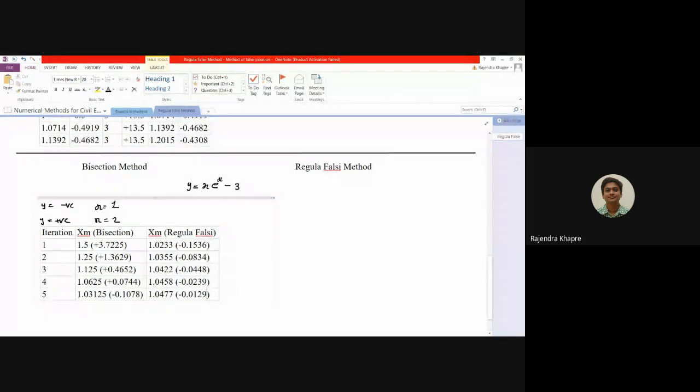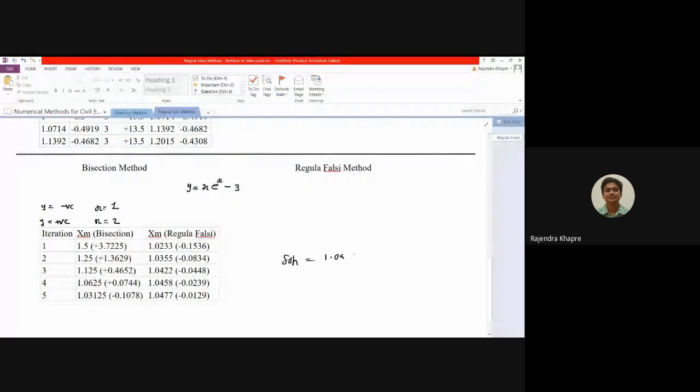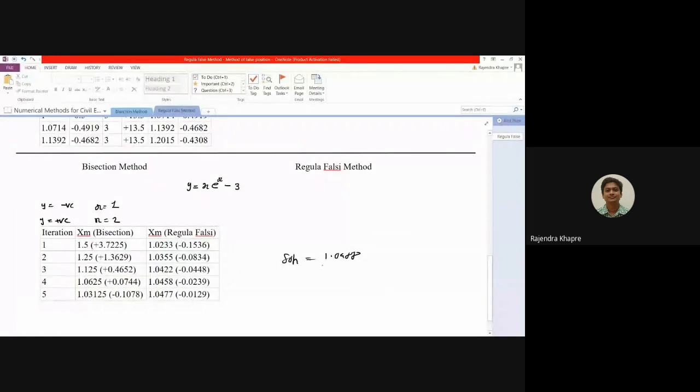Okay, so let me write down. The actual solution is 1.0488. But if you see this, we are very close over here, and as far as this other part is concerned, or even this value, it is in no way close to the actual solution. So if you compare, one thing is sure, the regular Falsi method is fast, but there is another drawback, the same one which the regular Falsi method has.